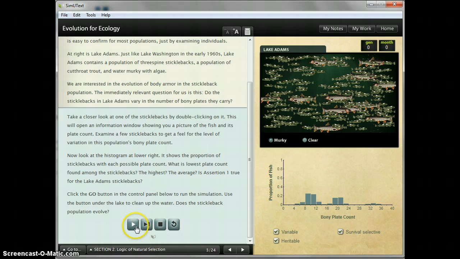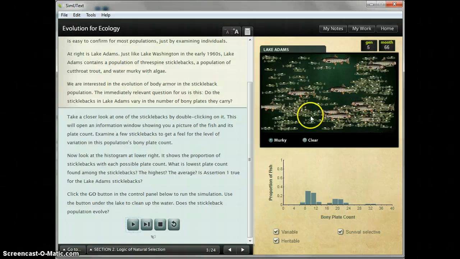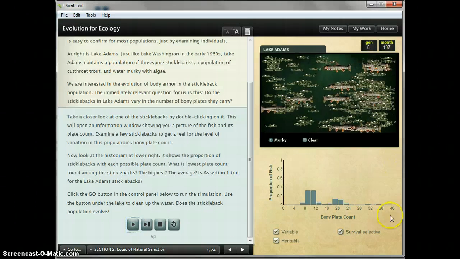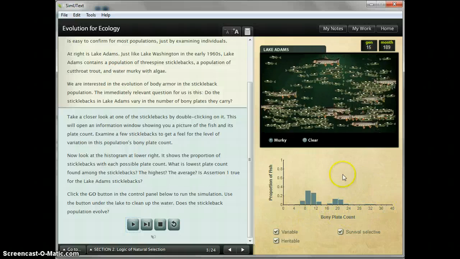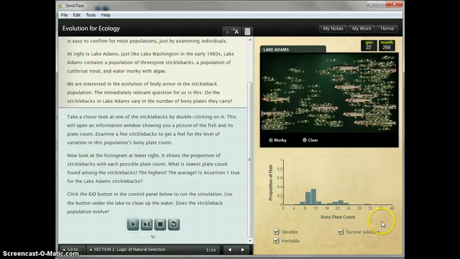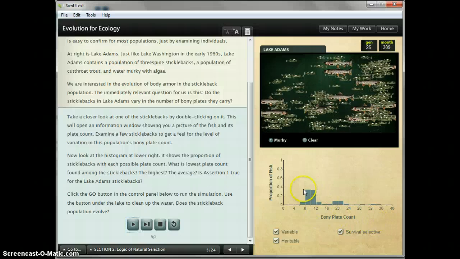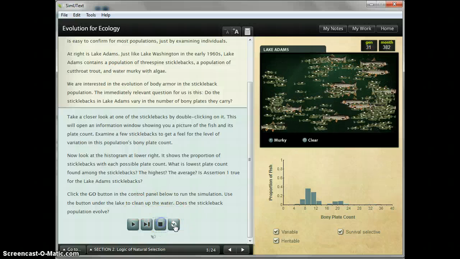When we run it just as the model is, with the murky water, we can see that there is change going on. We have the fish swimming around, our cutthroat trout are eating some of the sticklebacks, but if we look at the pattern overall, we notice that things don't change much. We're seeing very little change in the overall pattern, with most of them still being on the small end in terms of number of plates.